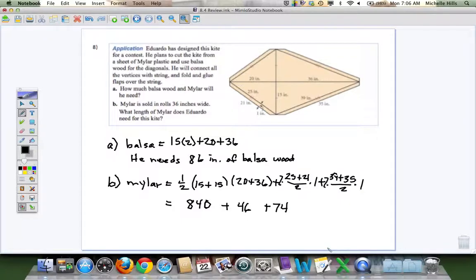So then 840 plus 46 plus 74 means that he needs 960 square inches of mylar.